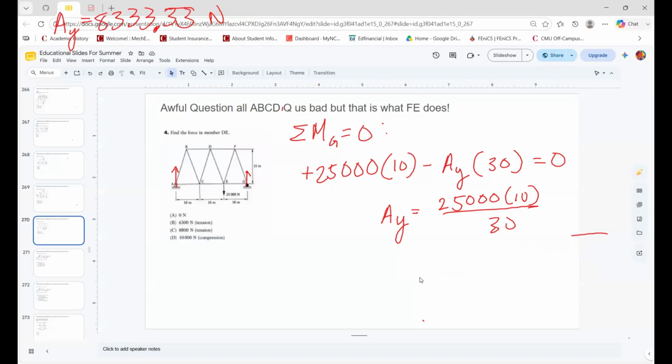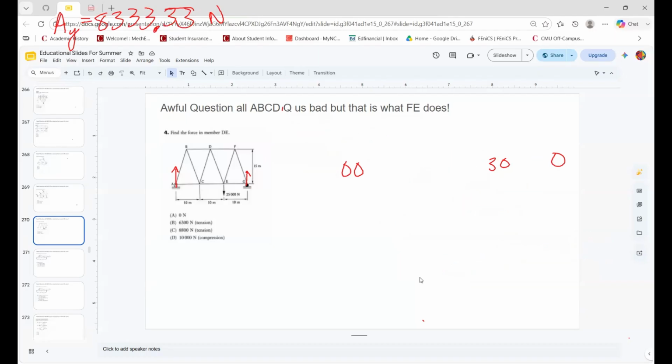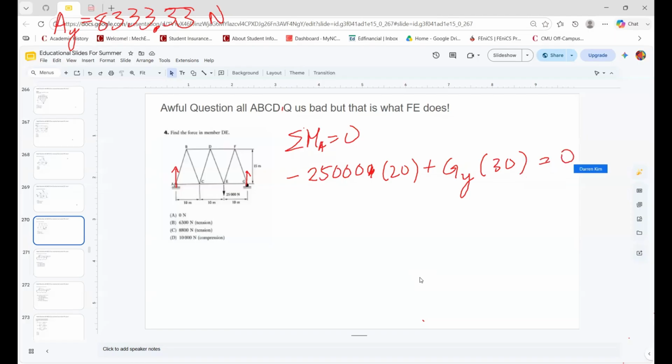Now here's the thing. I am actually going to do this for fun, but I'm going to do it the other way too, with the A method, because why not? Summation of MA equals 0. We were doing it earlier, mostly because I feel like I made a mistake there. Multiply by 20, and it goes this way, so it is negative. Plus positive GY parentheses 30 equals 0, right? So in that case, GY equals 1 divided by 30, and then it's going to be positive 25000 by 20. So I have to do 25000 multiplied by 20 divided by 30 equals 1 6.